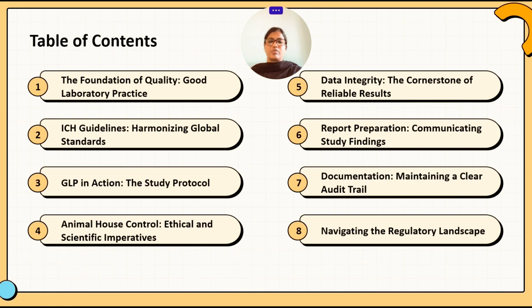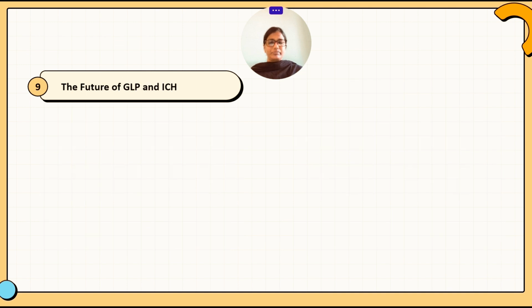So these are the contents I am going to discuss. This is the foundation of quality, good laboratory practice, and what are the different ICH guidelines we are following to maintain the global standards, and what is good laboratory practice in action, that is what are the protocols, and animal house control, ethical and scientific imperatives, data integrity, what are the reliable results we can depend upon, and report preparation, that is documentation purpose, and also maintaining an audit trail, what documents are required, and then navigating into the regulatory landscapes and what is the future of GLP as well as ICH.